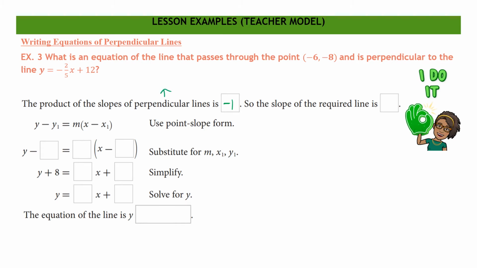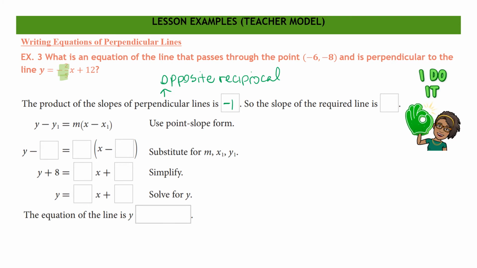We also remember that perpendicular lines have opposite reciprocal slopes. Okay, so that means the slope of the required line should be what? Well, let's go back here and look at our original line that was given to us. We see that the line given was y equals negative 2/5 x plus 12. And here we have a slope of negative 2/5.